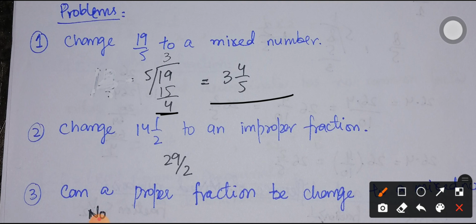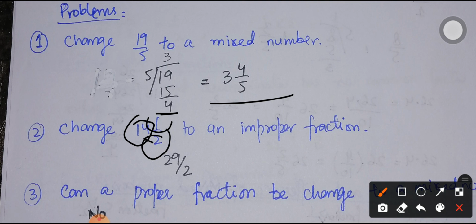Then we have question number 2. Change 14 whole 1 by 2 to an improper fraction. So simply I will multiply these two, because the whole number was representing the quotient. How can we convert a mixed number into a fraction? We will multiply the denominator with the quotient. So 2 into 14 is 28, and then we will add the remainder. So 29 by 2 will be the improper fraction for it.